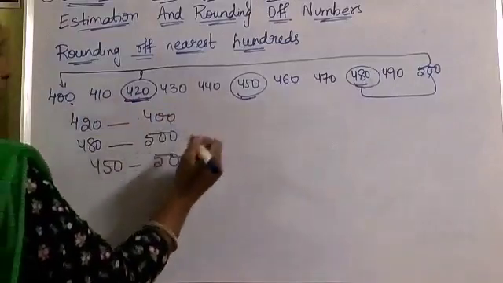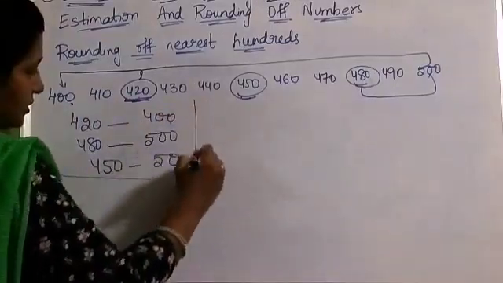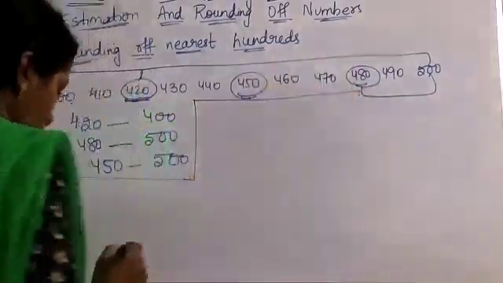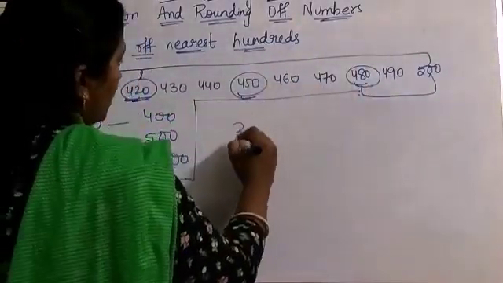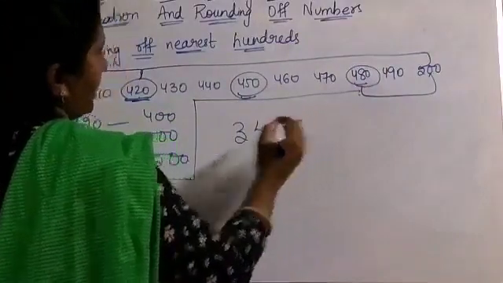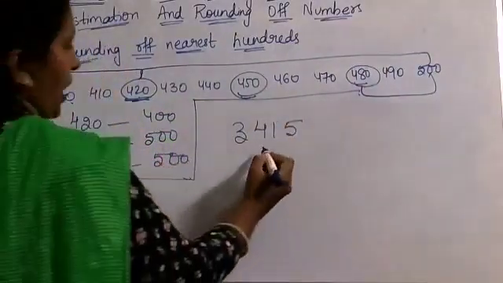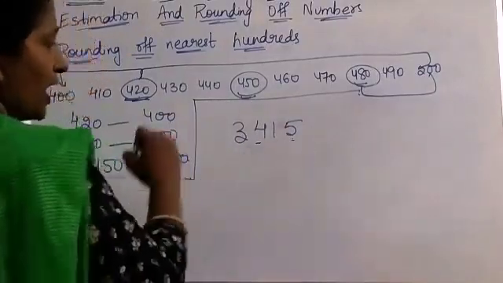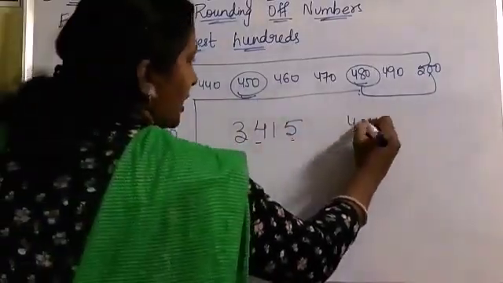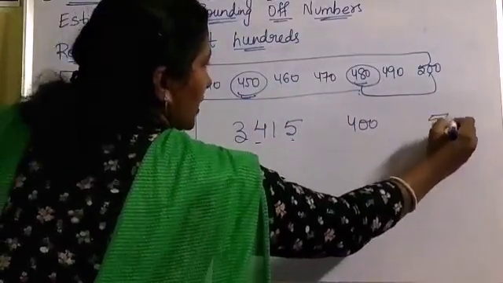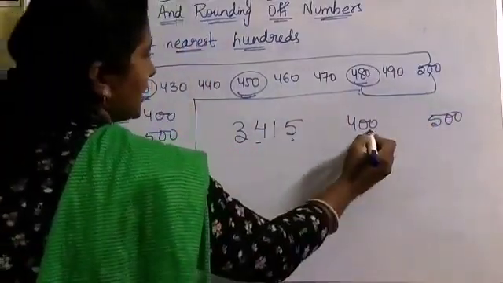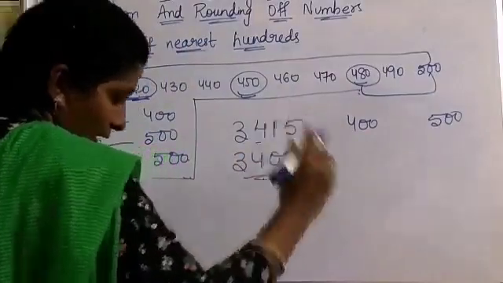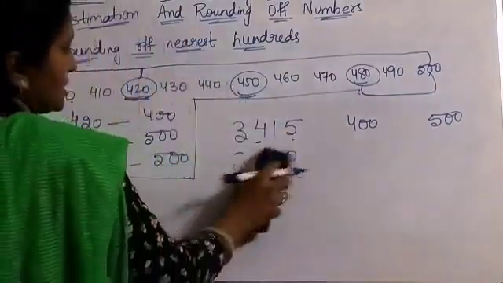So one more technique I have just discussed, nearest to tens. Similarly, in that way you can do nearest to hundreds also. For example, 3415. Nearest to hundreds. Here hundreds means 415. Is 415 near to 400 or 500? 415 is near to 400. You can say that 15 is nearer to 400. So you will get the answer as 3400. But I just explained one method. We will see in that method.